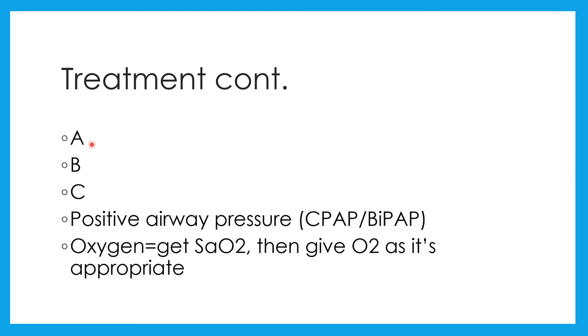Then we go through the ABC of treatment. Airway: we will look at the nostrils, the mouth, and the ears to find out any secretion or foreign body, and remove them as is appropriate. Then determine that the airway is patent.